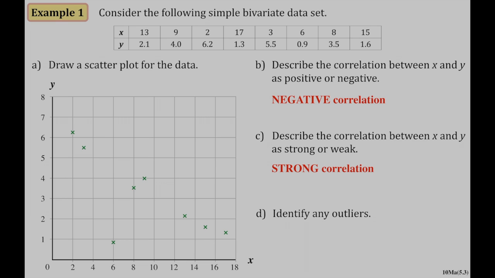And finally, identify any outliers. Well, we can see an outlier there, and that came from going across 6 and up, what was it? 0.9. So our outlier is at 6, 0.9. That's the coordinate or the point. So there you have it. That's how you do a scatter plot and analyze the scatter plot.